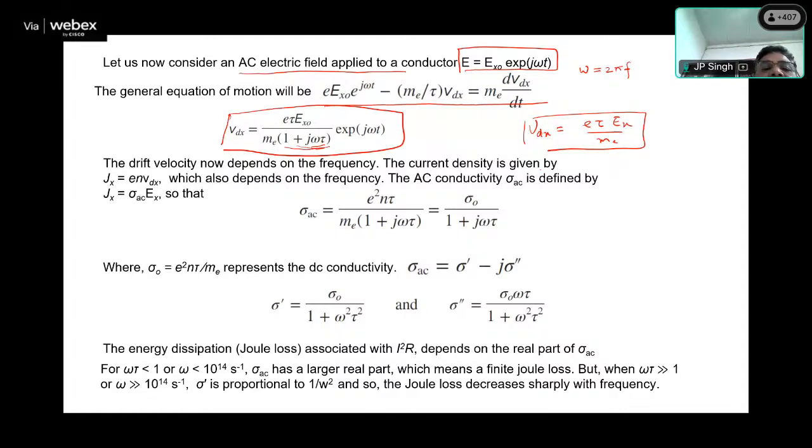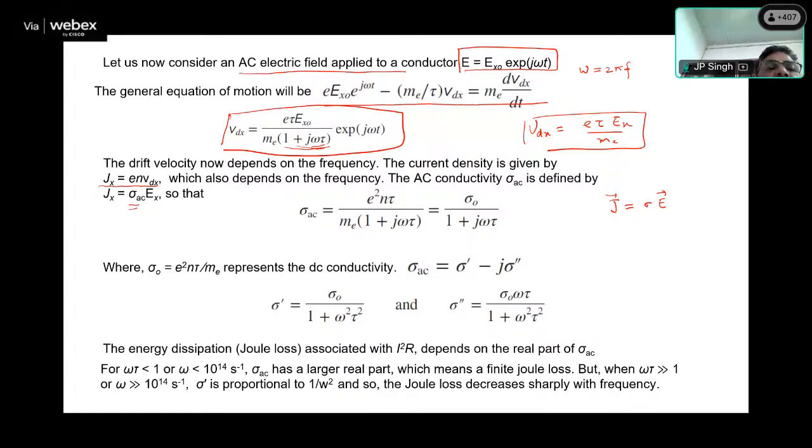Now the current density: J_x is n e v_dx. And also you remember current density J, I can write, J is sigma times E, where E is the electric field. J also has a relation with the conductivity in this way: J is conductivity times electric field. Now in this case, because I'm applying the AC electric field, I will write the AC conductivity.